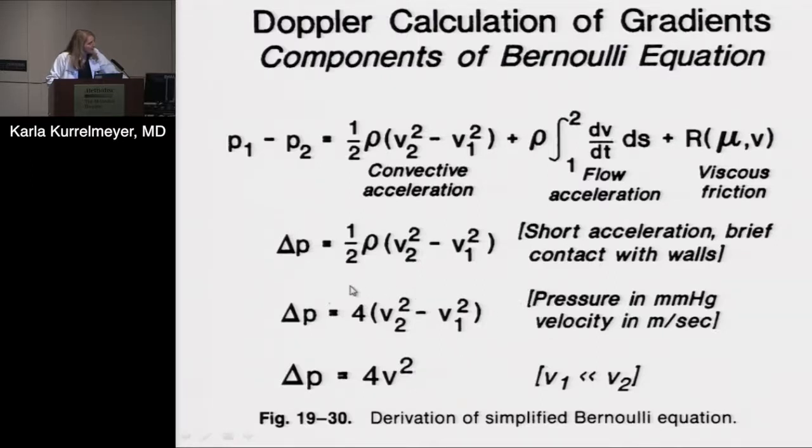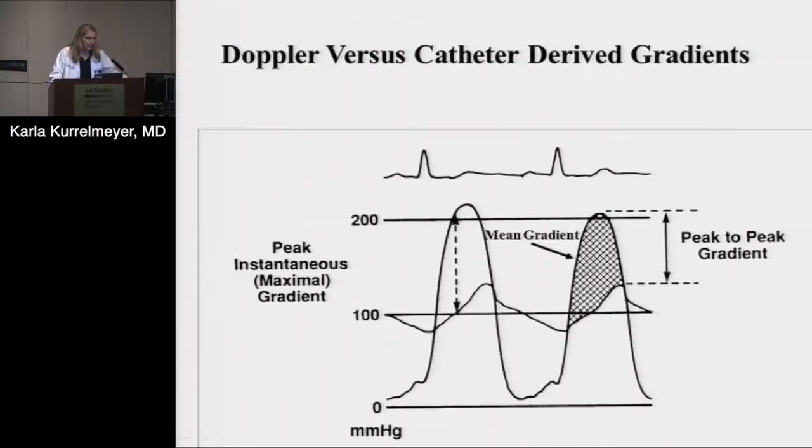And then when you look at these velocities, this is the velocity across the stenotic jet squared. This is the velocity right before that stenotic jet squared. This is always one or less, so it's really, really small, so it's really not going to affect your pressure much. So that falls out. So basically, you're left with a modified Bernoulli equation, which allows us to change velocities into pressure gradients using Doppler echocardiography.